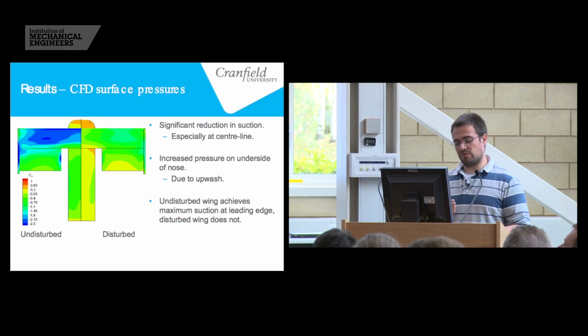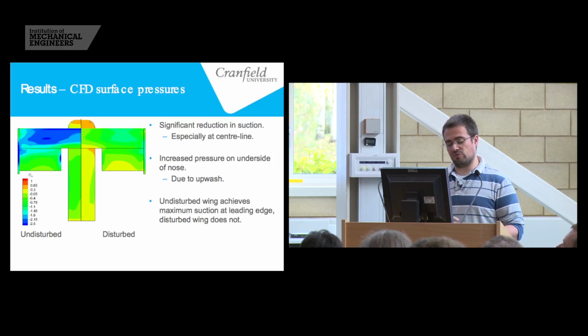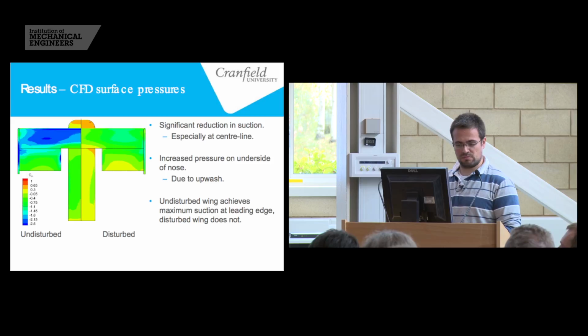If we compare the undisturbed with the disturbed results, we see that the wing in the center section is where you lose most of its downforce. But if we go back to the results, we see there's upwash in the middle, angle of attack is smaller, so a lot less downforce, which is expected.